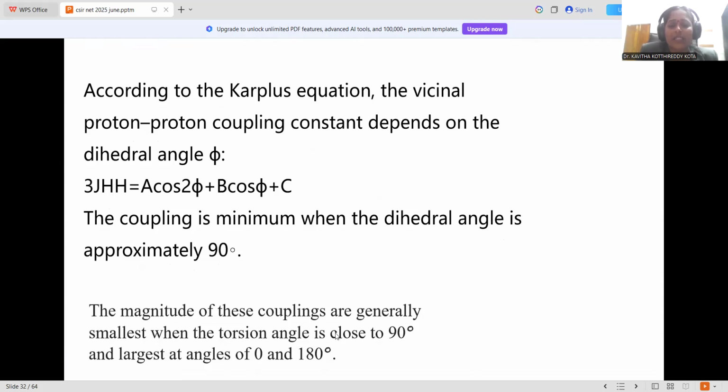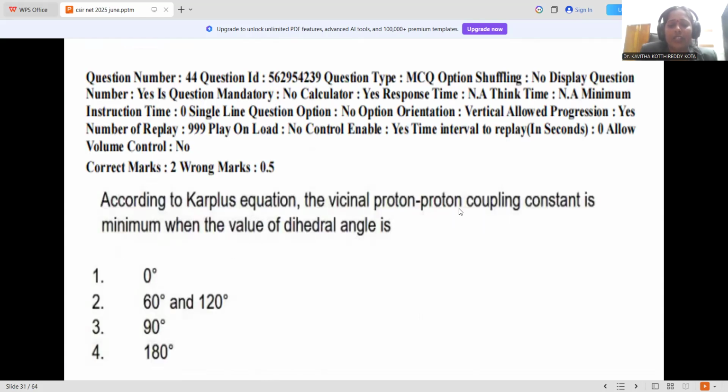The magnitude of these couplings is generally smallest when the torsion angle is closer to 90 degrees. The smallest value is indicated at 90 degrees, and the largest angles like 0 or 180 give the maximum value. So here the question is, the minimum value is required. So 90 degrees is the minimum value. The maximum value is possible at 0 degrees and 180 degrees as well.